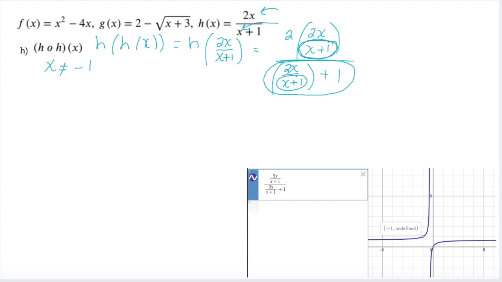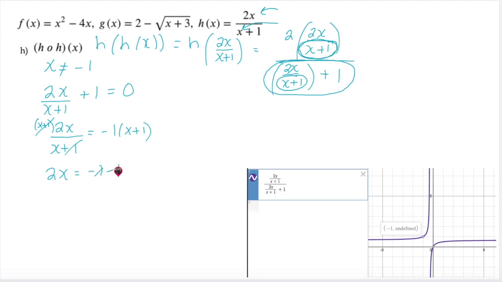When I'm looking at 2x over x plus 1, where is this equal to 0? We can subtract 1, so I'll have 2x over x plus 1 is equal to negative 1. Multiplying both sides by x plus 1, I have 2x equals negative x minus 1. Bringing our x over, I'll have 3x equals negative 1, or x is equal to negative 1/3.